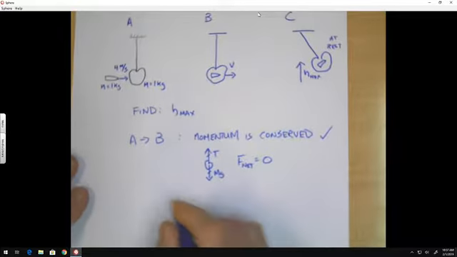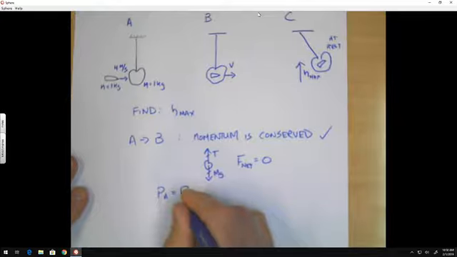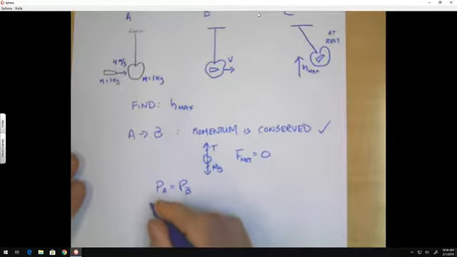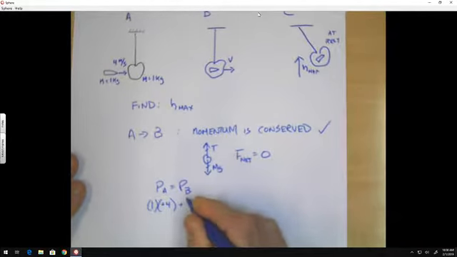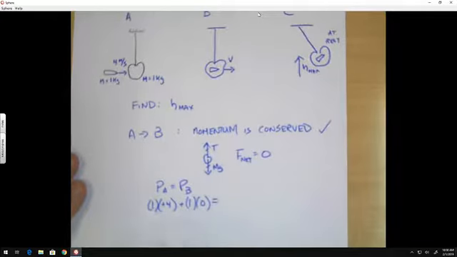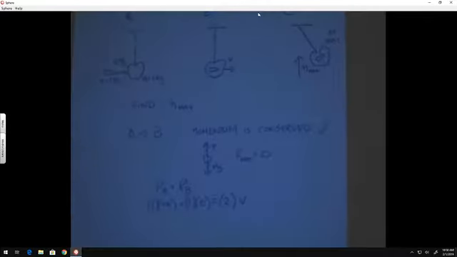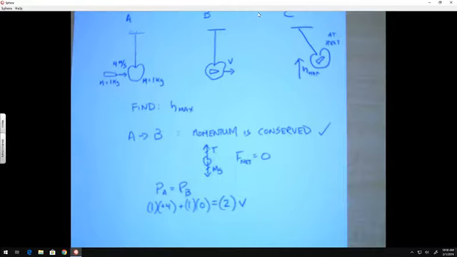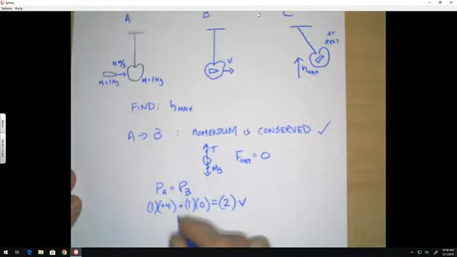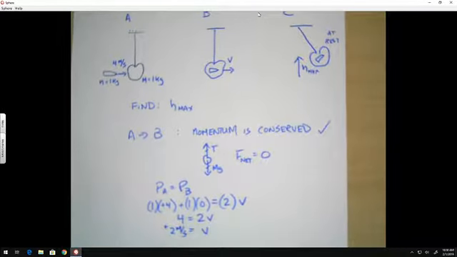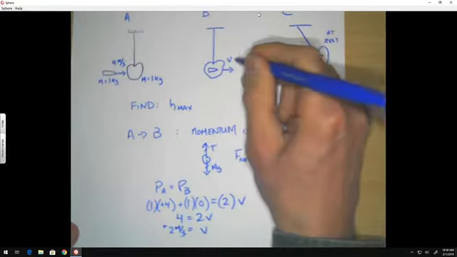So let's use that, and we're going to say momentum at A is equal to momentum at B. At A, the momentum is going to be 1 kilogram times plus 4 plus 1 kilogram times 0, that's the apple. So mass times velocity plus mass times velocity. Afterwards, we have a total mass of 2 times some velocity v. So what you end up with is that 4 is equal to 2v, and your final velocity is 2 meters per second. So we now know that this is 2 meters per second.